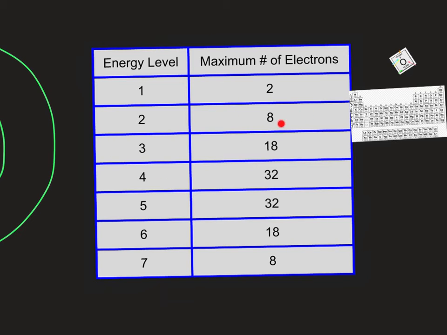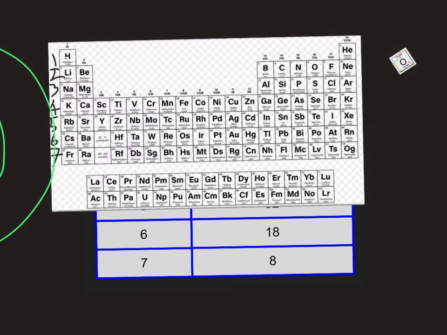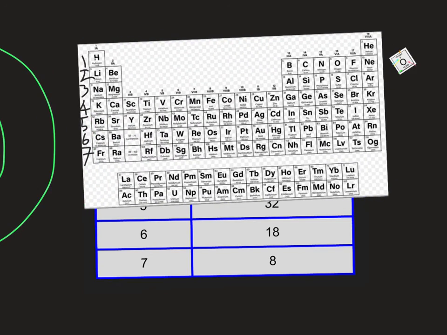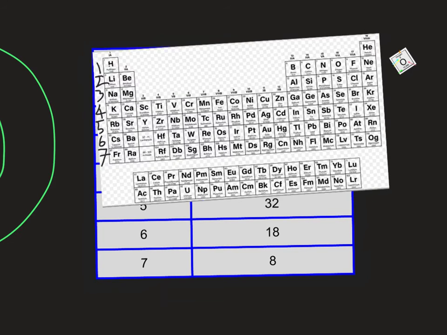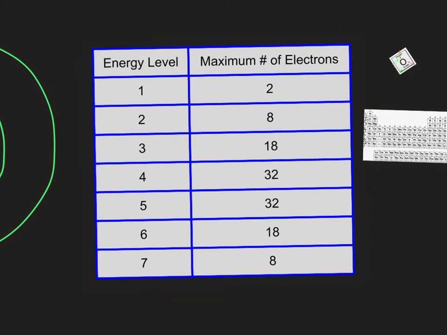We're only going to be dealing with the first 3 elements. I'm sorry, the first 18 elements. So if you notice, we're only going to need to the 3rd shelf for right now. So we need to know the first one can only hold 2, the second can only hold 8, and the third can actually hold up to 18. We'll get more into why these increase and are different a little bit later in the unit.